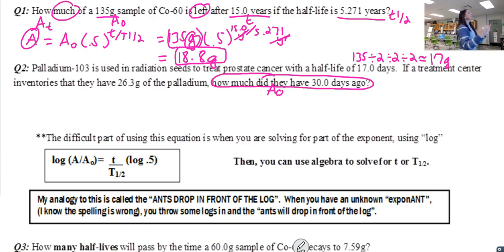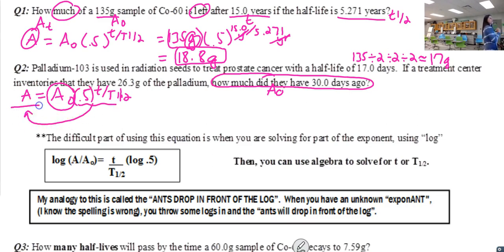So what you can do is you can algebraically solve for A0 if you want in the beginning. If my equation is A equals A0 times 0.5 to the t over t1/2, then what I'm going to do is get this divided over to the other side. So I'm going to move all of this over to the other side, okay? So let's fill in the equation.